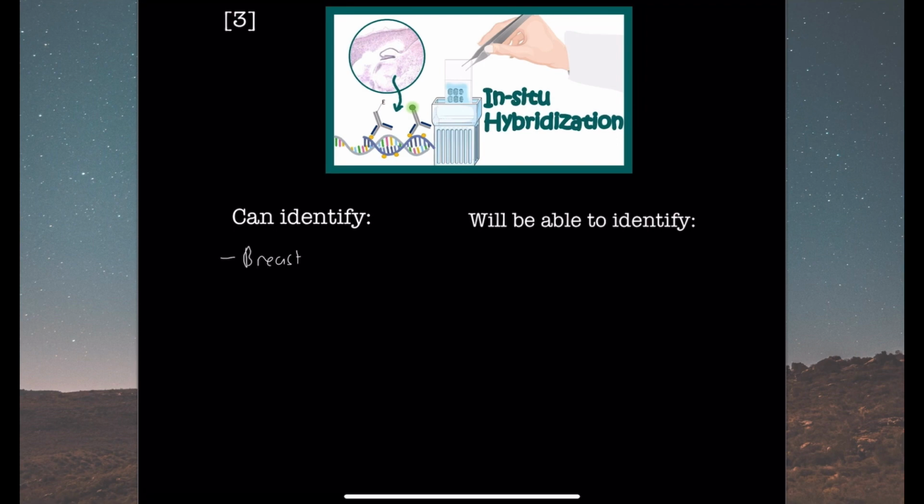We can already identify breast cancer and cystic fibrosis with in situ hybridization, but with further advancement in technology, we can find causes to neuropsychiatric diseases such as bipolar disorder and schizophrenia.